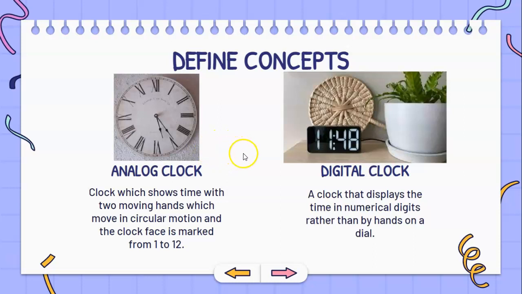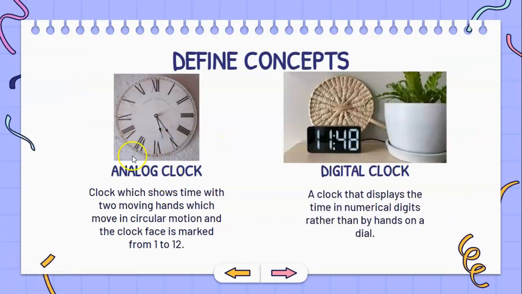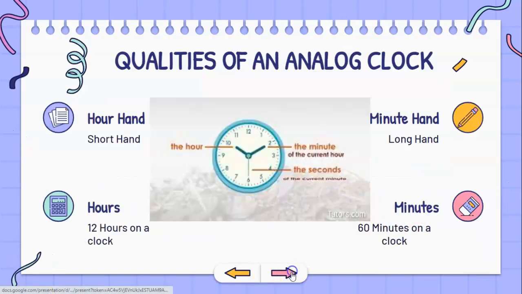Okay, so an analog clock shows time with two moving hands, which move in a circular motion, and the clock face is marked from 1 to 12. This is a picture of an analog clock using Roman numerals, so it's a little easier. This is going to be 1. This would be 2, 3, 4, 5, 6. You're going to have 6, 7, 8, 9, 10, 11, and 12. And then you have a digital clock, which you all should be pretty familiar with. It's the clock on your phone and stuff, which is a clock that displays time in numerical digits rather than by hands on a dial.